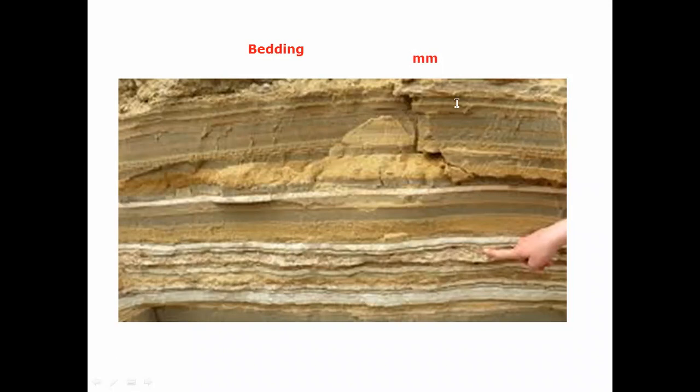Okay, so this structure where the thicknesses are in millimeter, this layer, this structure is considered as a lamination. Okay, just a minute, I will write here: lamination.